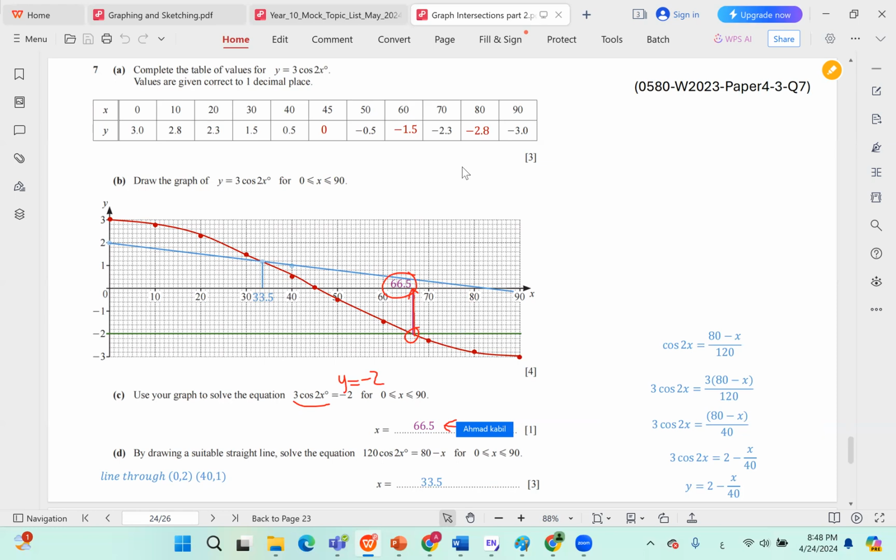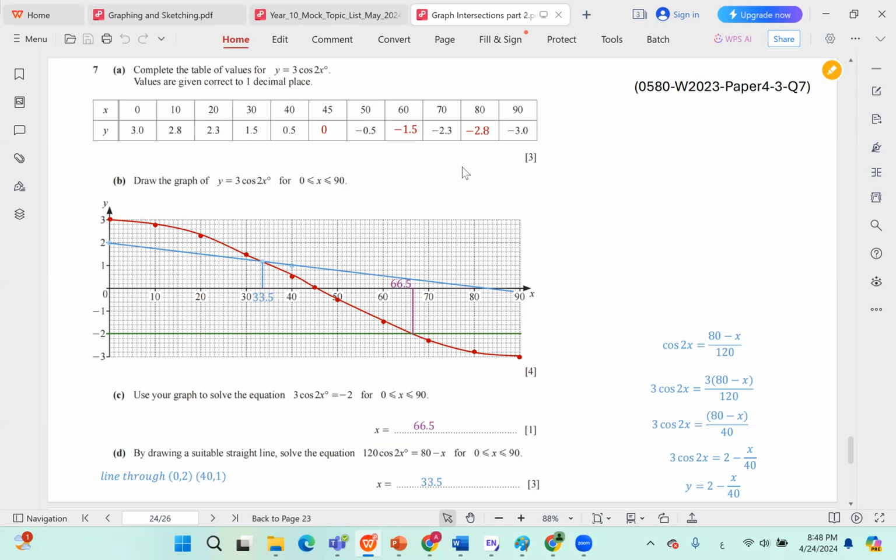Finally, in question D, this is the first time we see this type of question because the function is different from what we're used to. We have 120 cosine 2x equals 80 minus x. And we can't see 120 cosine 2x anywhere in the problem. The closest function is 3 cosine 2x. So how do we solve this? First, let's isolate cosine 2x to begin with. This is what I did here.